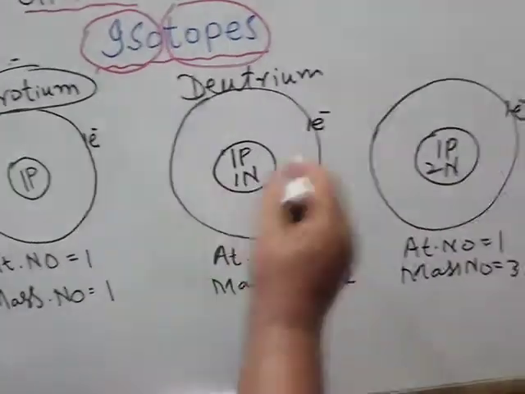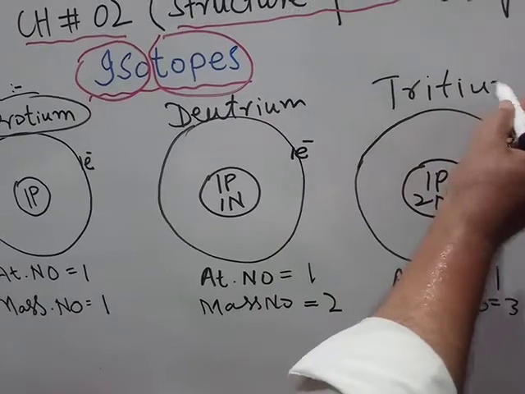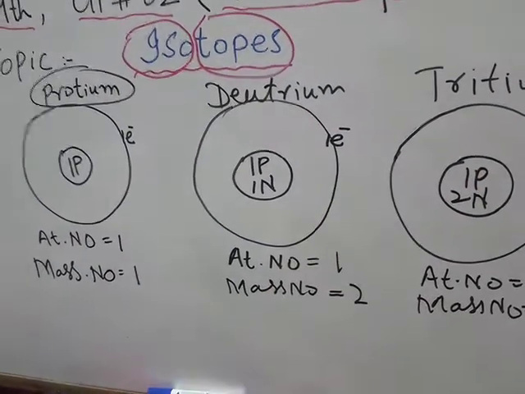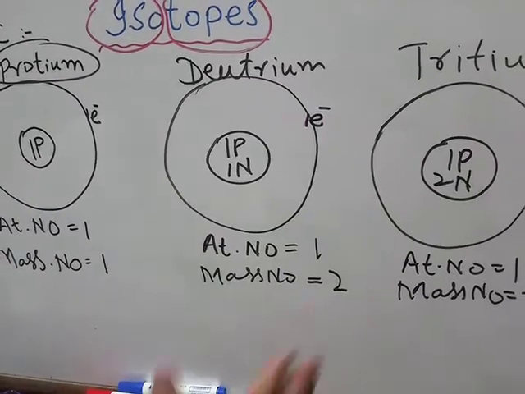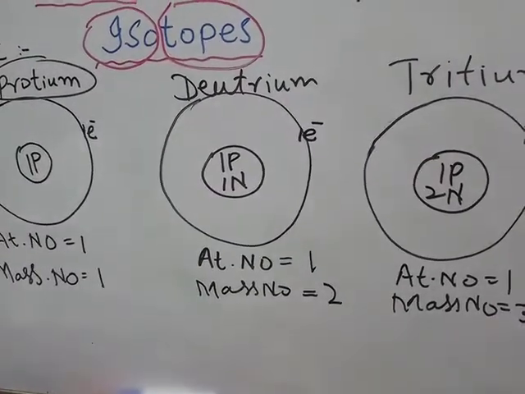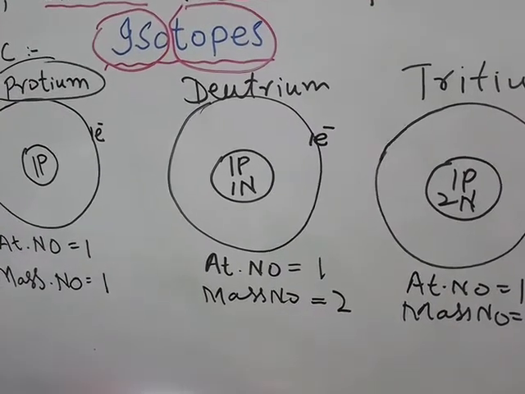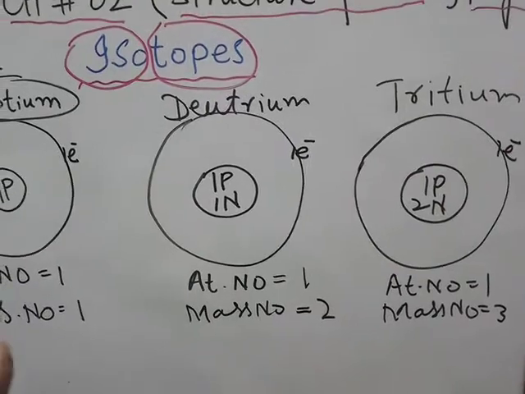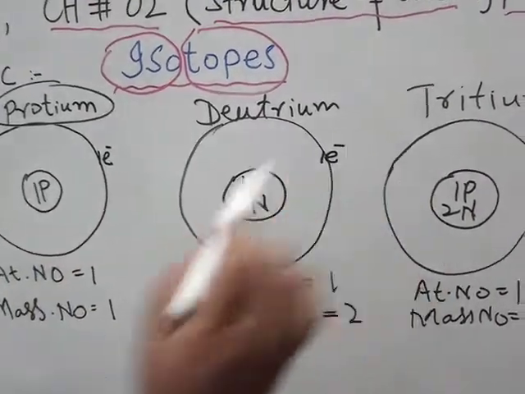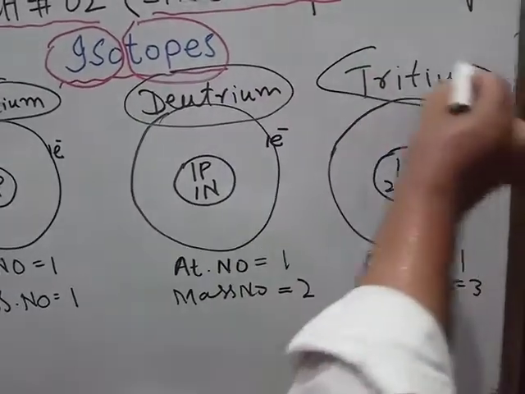This is called tritium. This is very rare and it is normally present in the upper atmosphere of stars and galaxies. So, you know, these are the three isotopes of hydrogen: protium, deuterium and tritium.